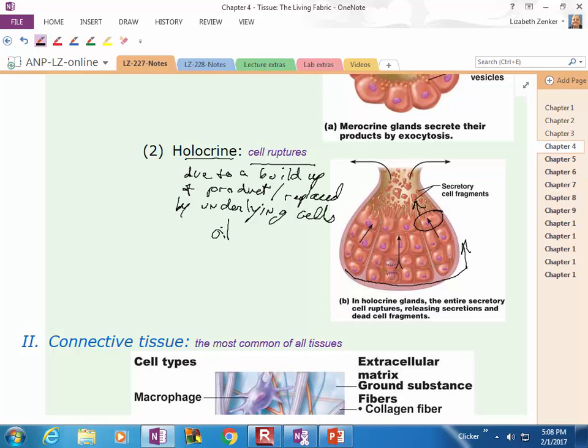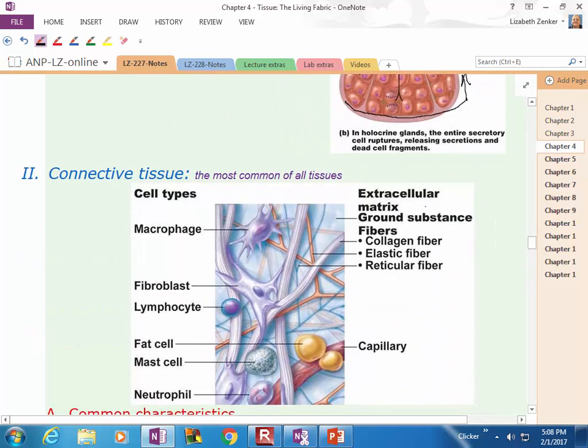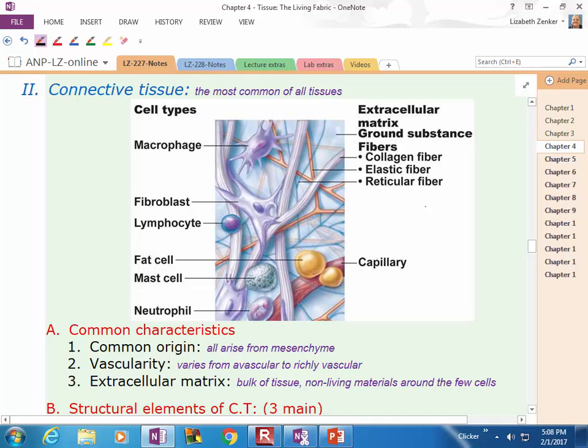All right, let's look at connective tissue real quick. So now we're in CT. We were talking about epithelial tissue. Now we're talking about CT. This is the most common of all tissues, okay? So we have different cell types. We have a macrophage here. What was another name that we called it generically? Phagocyte, right? So there's our macrophage.